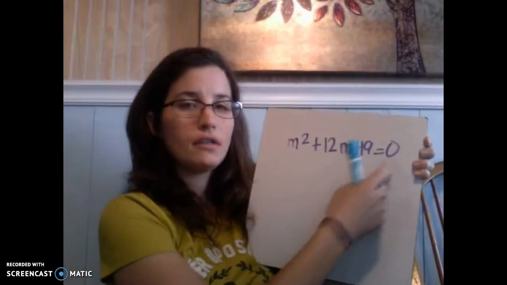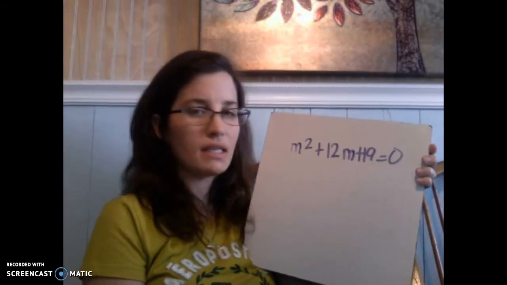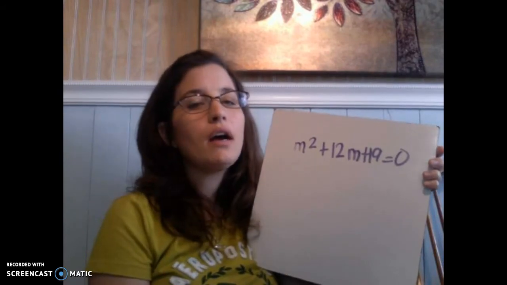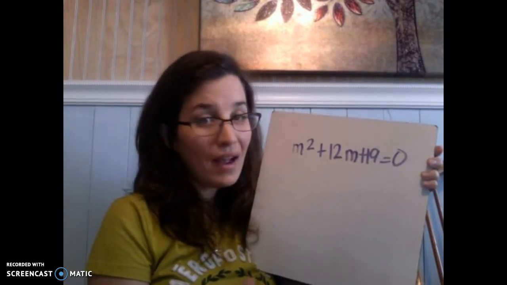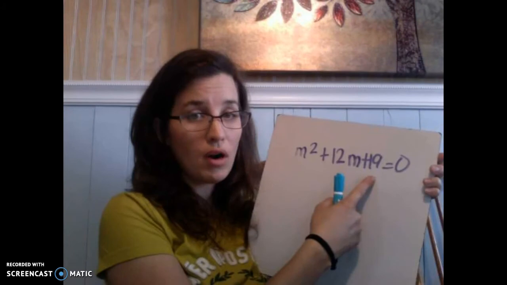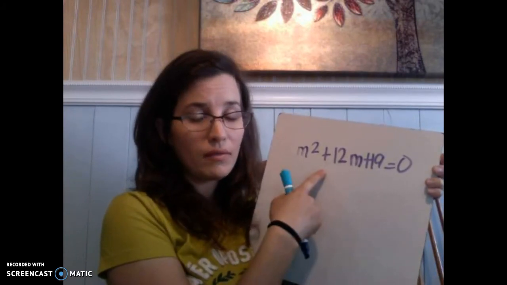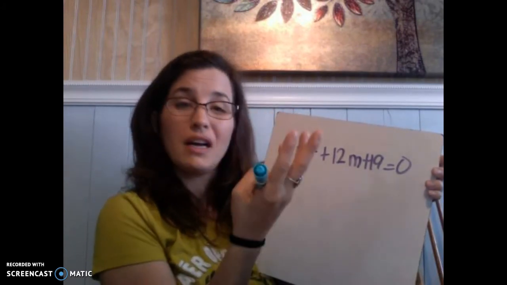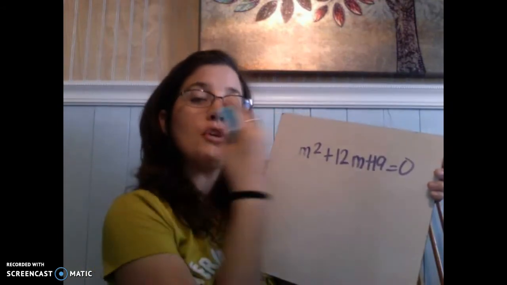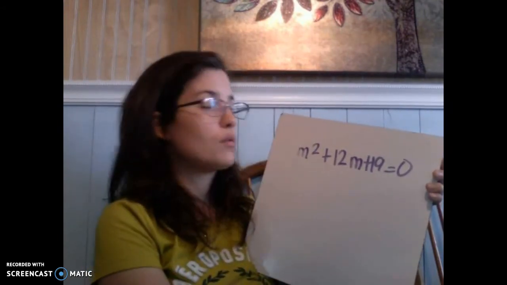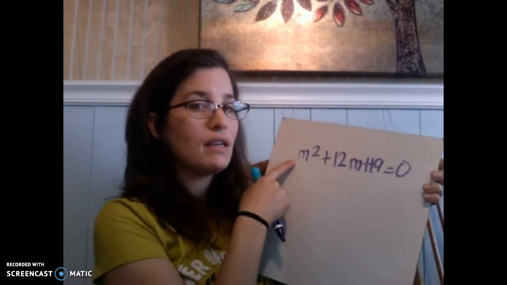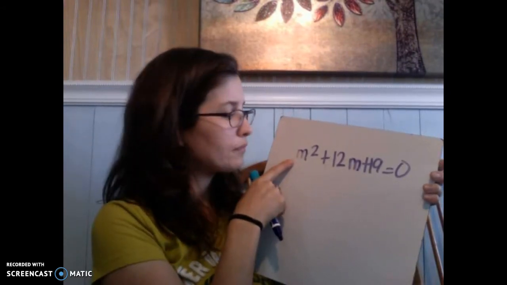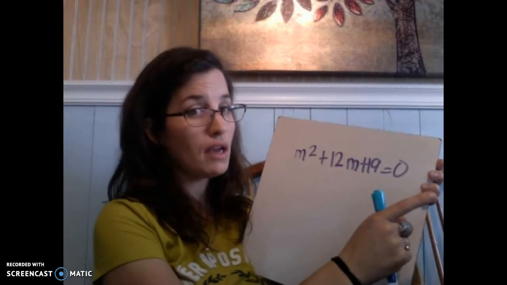Next one that we're going to try, m squared plus 12m plus 19. All right, I can see right away I can't factor this because 19 is prime, so 1 and 19 will never make 12. So I know it's not factorable with whole numbers. So the new method I've learned is completing the square. I want to make sure that my a is 1, which it is. If it weren't, I'd have to divide everything out.